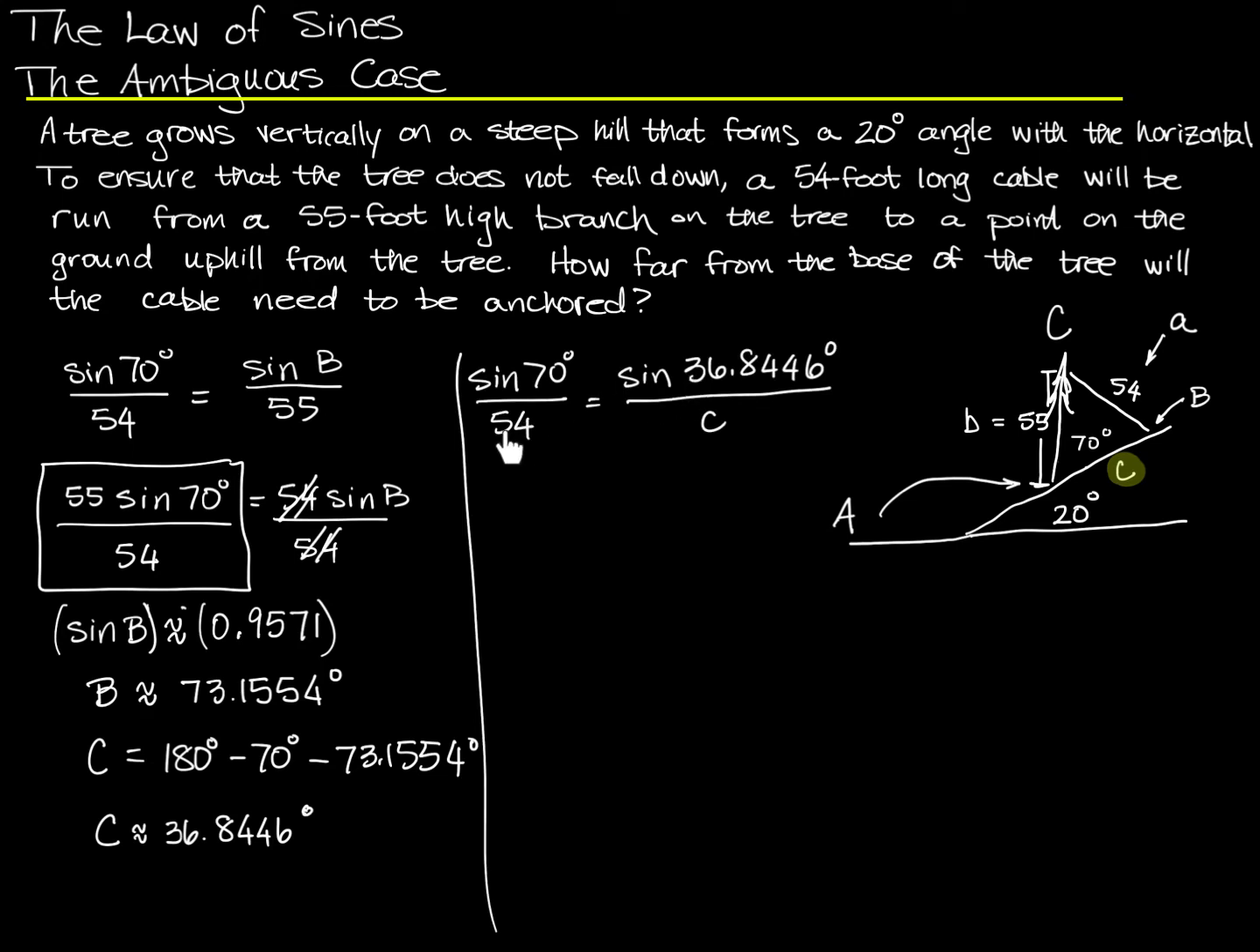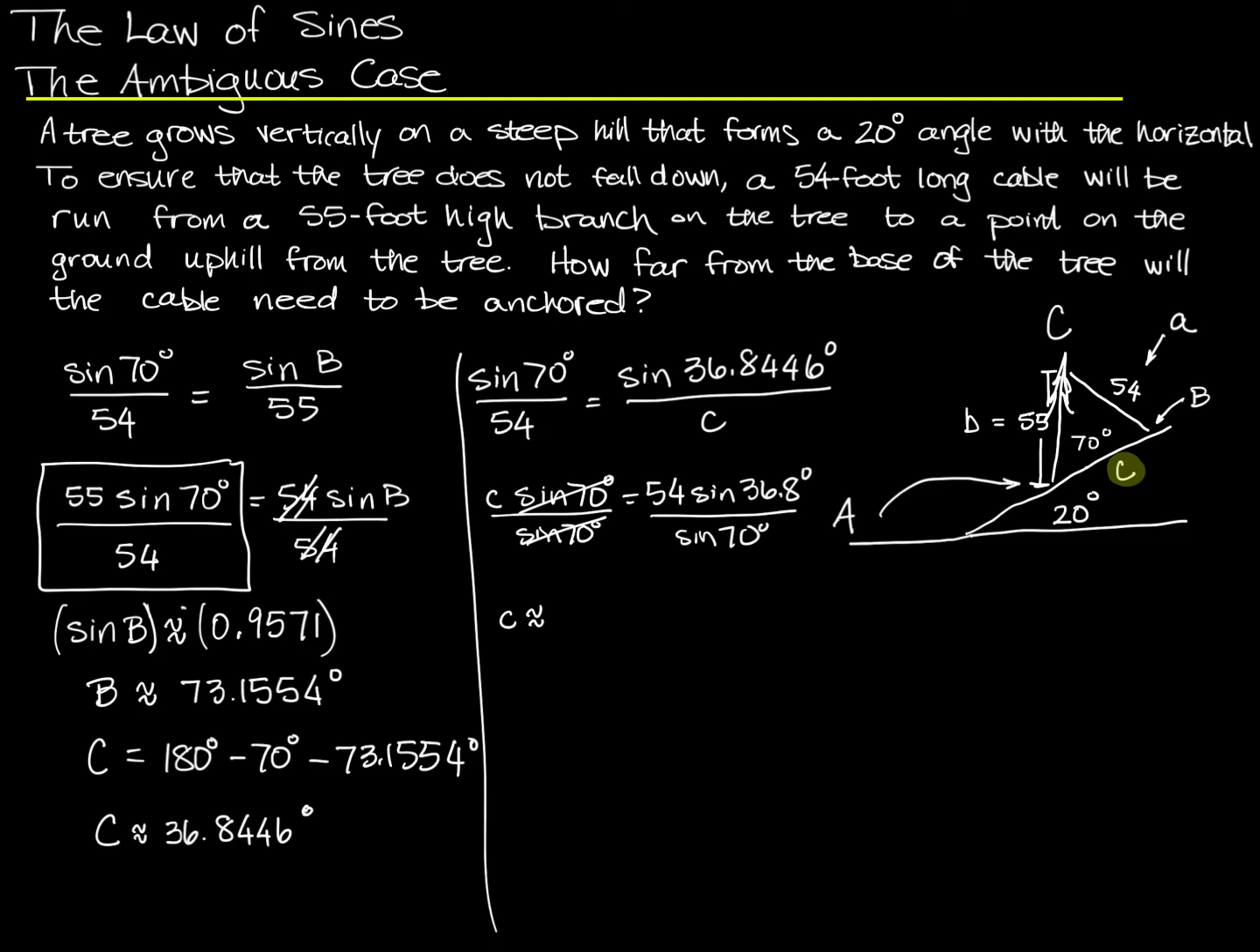Once again, as I do this computation, I'm going to be using the value that's currently displayed on the screen in my calculator rather than typing this in, because it's more accurate. I get C times the sine of 70 degrees equals 54 times the sine of 36.8 degrees. Divide both sides by sine of 70. Cancel those, and I get that side C is approximately equal to 54 times sine of second answer, because it's more accurate in my screen, divided by sine of 70.